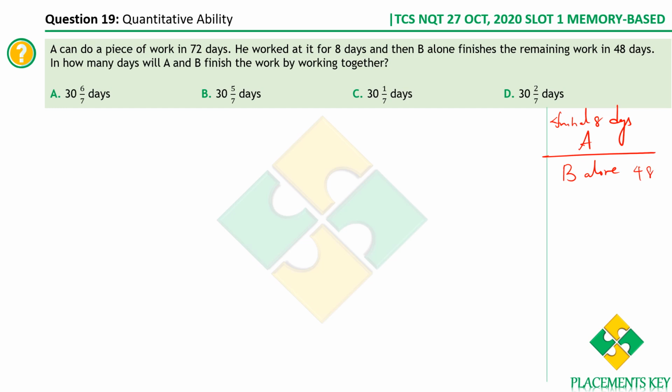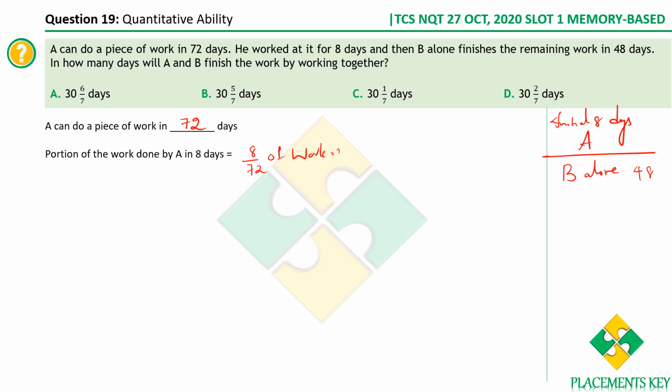Now let's approach it logically. A can do a piece of work in 72 days. What portion of the work is done by A in 8 days, because he is the only one who has worked for the first 8 days? In 8 days he finishes 8 by 72 of the work, which is 1/9 of the work. Therefore A finishes 1/9 of the work in the first 8 days.